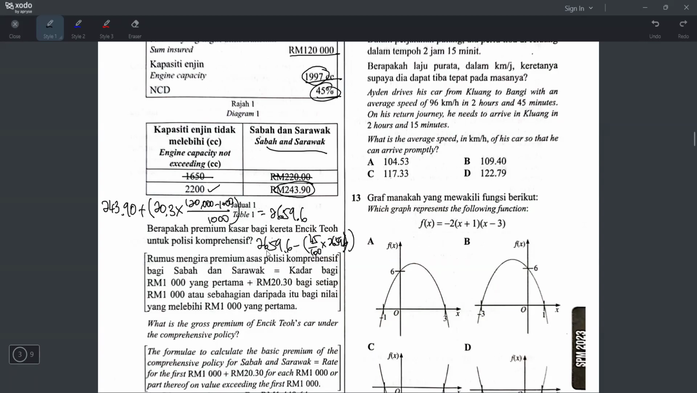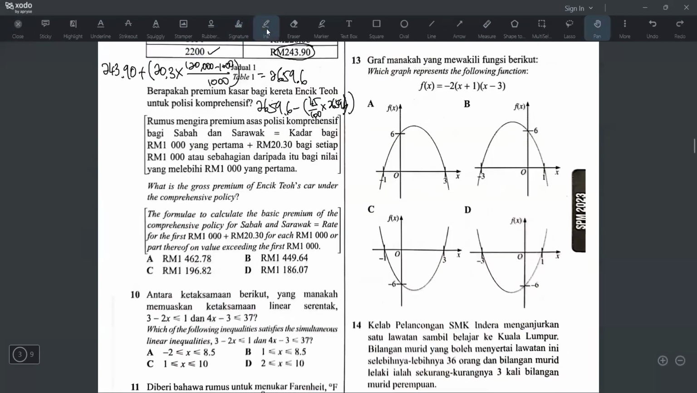So I have to tekan semua ni lah. Okay, let's tekan and see what we get. 2659.6 minus 0.45 times 2659.6. Okay, saya dapat 1462.78. Okay. So ABCD ada jawapan? Ada. Soalan jawapan dia A.